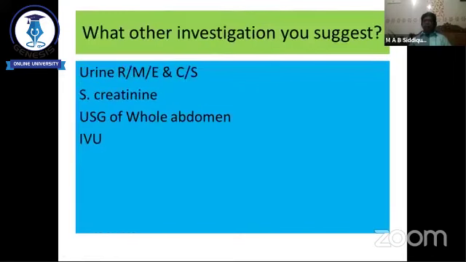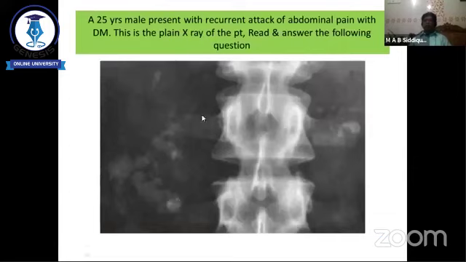So, another X-ray you may find in your exam.